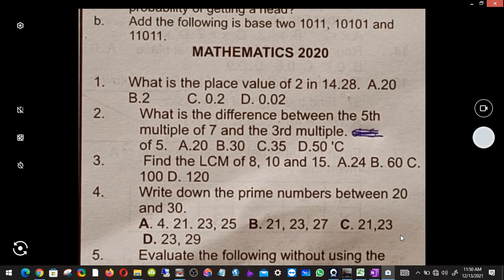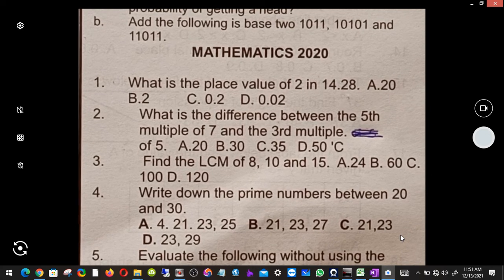Okay, question one, please. Read for me. What is the place value of 2 in 14.28? You can say that after the point, this is the what? Tenth. The tenth position, then this is what? Hundredth. Hundredth position, right? Yes.